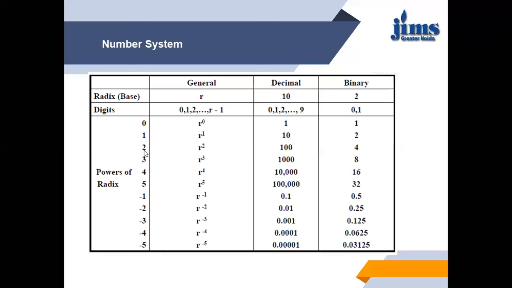If the power is 2, then in case of decimal, 10 raised to power 2 is 100. And in case of binary, 2 raised to power 2 is 4, like this. Now in case of power minus 1, the decimal value 10 raised to power minus 1 equals 0.1. And in case of binary, 2 raised to power minus 1 is 0.5, in such a way.